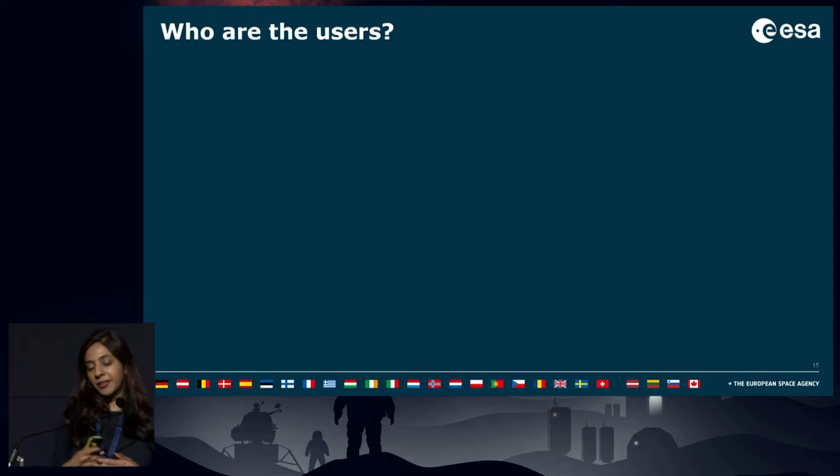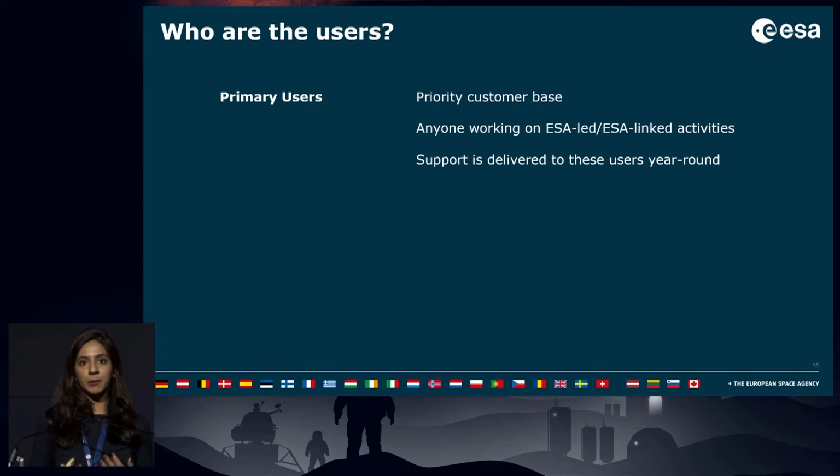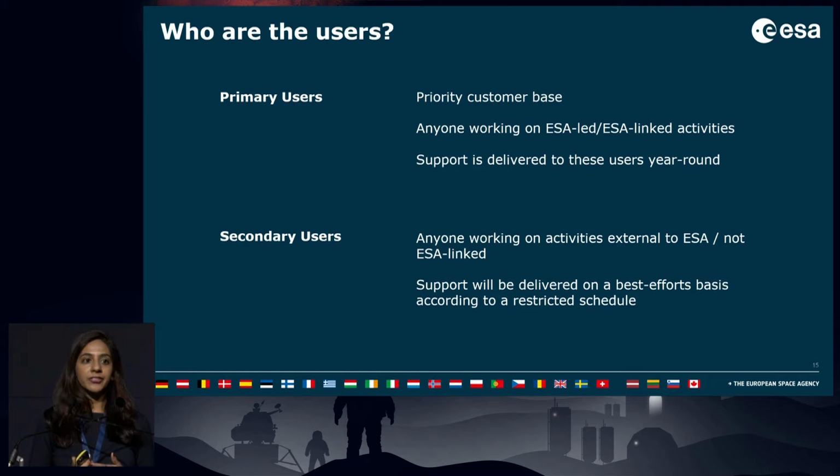So from the SACF perspective, who are the users? We have two categories we work with. The primary users are our priority customer base. It's anyone working on ESA-led or ESA-linked activities, and we deliver support all year round. And our secondary users are anyone external to ESA and not working on an ESA-linked activity, and we do try to provide support on a best efforts basis, but it's on a restricted schedule. At the moment, demand is not so high that we need to distinguish so strictly between the two groups, but we may, over time, need to move to a call-out system, perhaps, for secondary users.